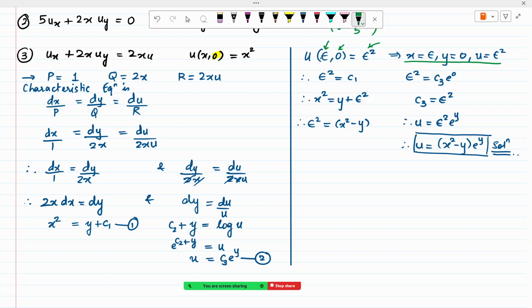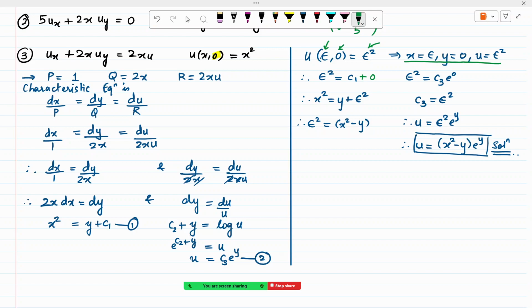Yes. Now this I'm going to substitute in equation 1. So in equation 1, I have left hand side which is x square. X square will become epsilon square is equal to 0 plus c1. So 0 plus c1, I've just written c1 directly. Correct? So now I have c1 is equal to epsilon square, and I put this value back in equation 1. So left hand side which is x square is equal to y plus, in place of c1 I have substituted epsilon square. I hope that's clear.